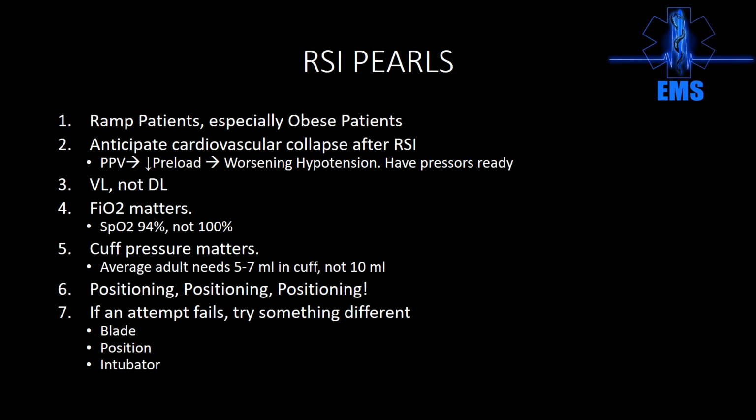The cuff pressure matters. As I said, the average adult needs about 5 to 7 mLs in the cuff, not 10. The reason this is important is because it takes about 15 minutes for the trachea to start dying, to get some necrosis on the inside of the trachea from that balloon. And if you take them to a hospital, if it's a good hospital, they're going to put a manometer on the tube, on the cuff, and measure the pressure, because they want to prevent that trachea from sloughing off and causing increased edema and creating more of an airway problem than already exists.